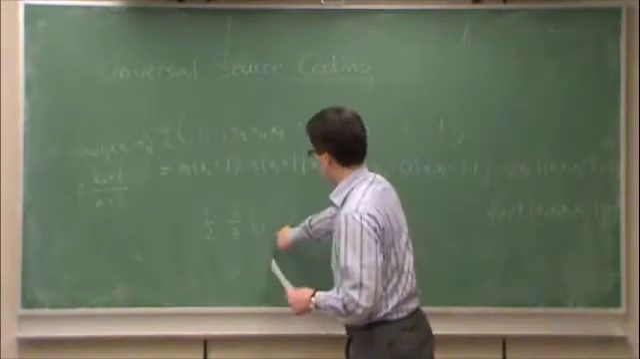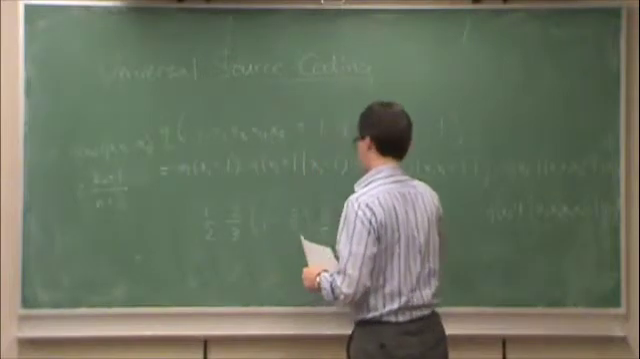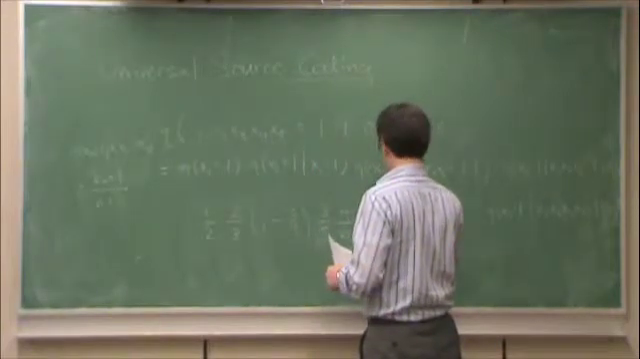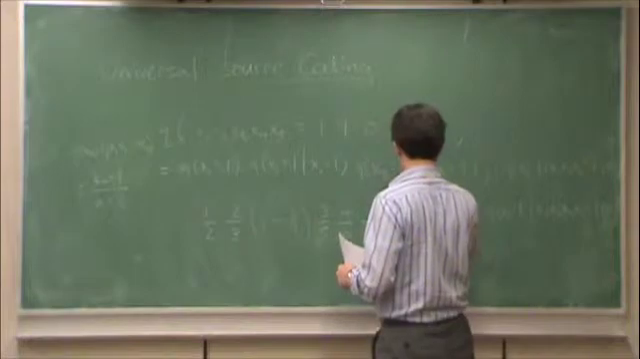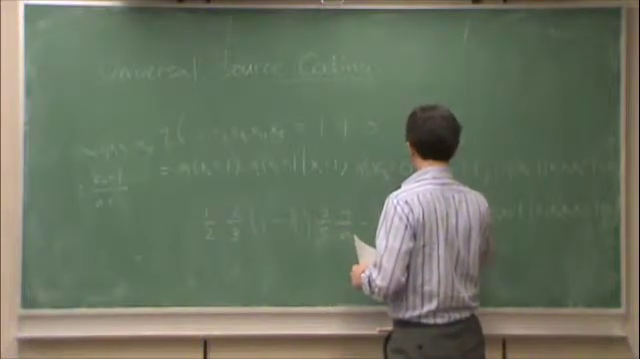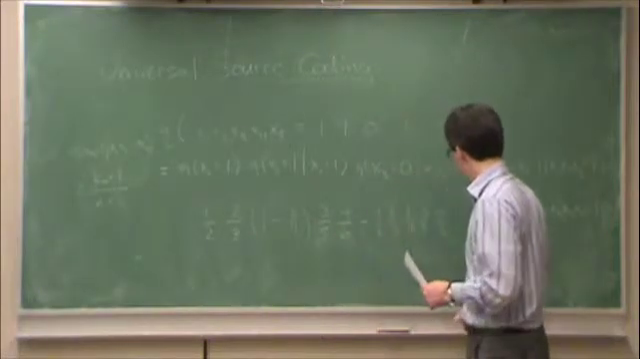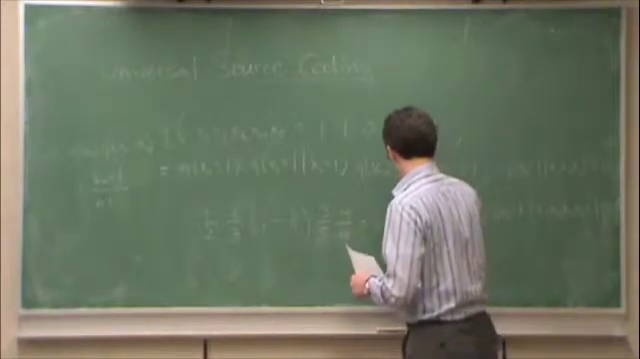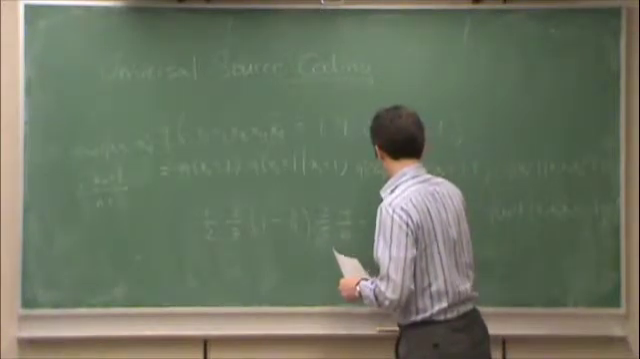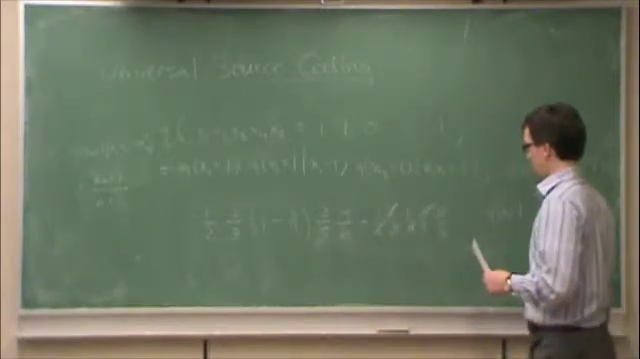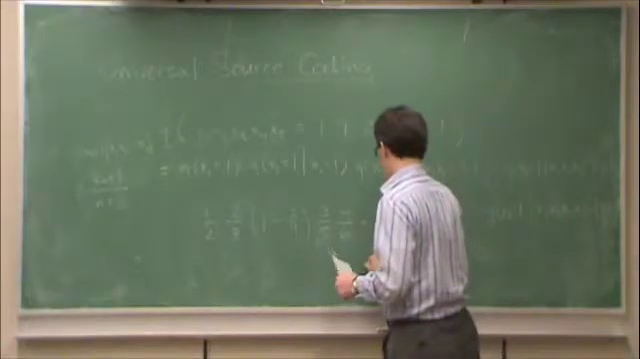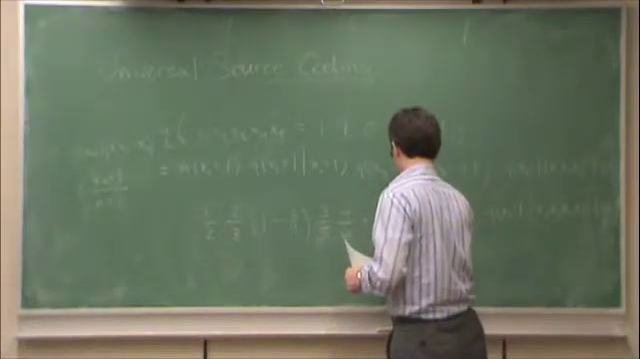So if I perform this subtraction, I get 1/2 times 2/3 times 1/4 times 3/5 times 4/6. That cancels with that. That cancels with that. That cancels with that. And I get 1/30.